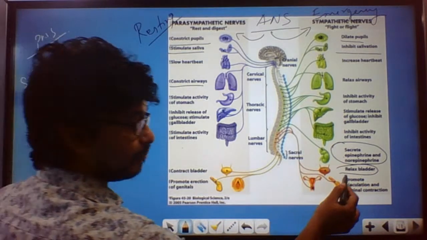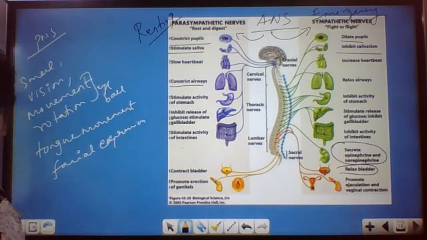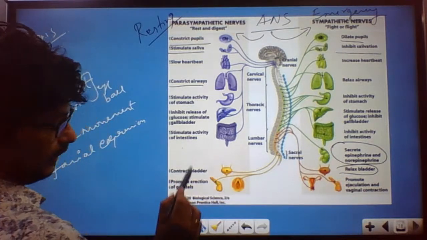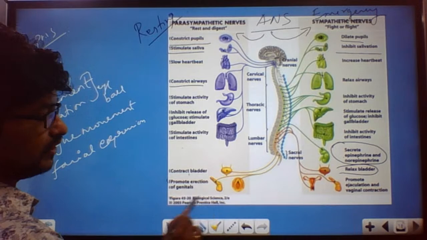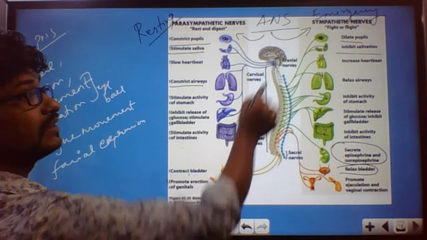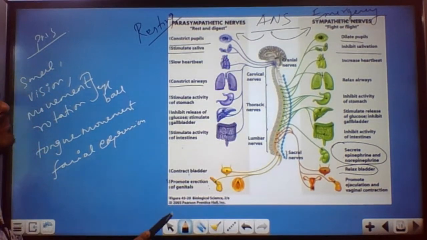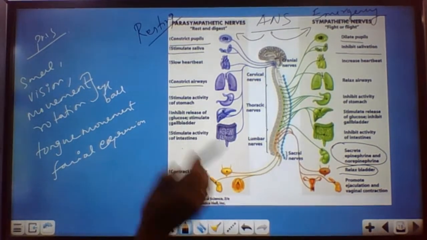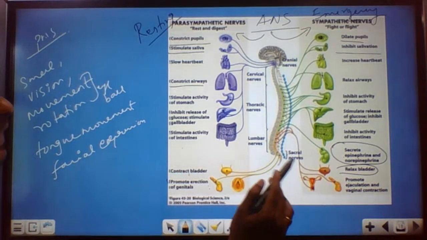It relaxes the bladder and promotes ejaculation and vaginal contraction. That's the sympathetic nerves. If this one is relaxing, the other one is contracting the bladder and promoting the erection of the genitals. So erection of the genitals, of course, is because of the parasympathetic nerves. This is the difference between the sympathetic and the parasympathetic nerves.